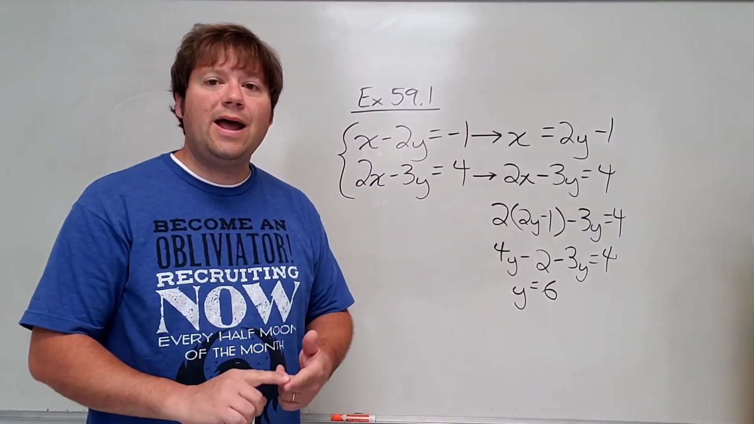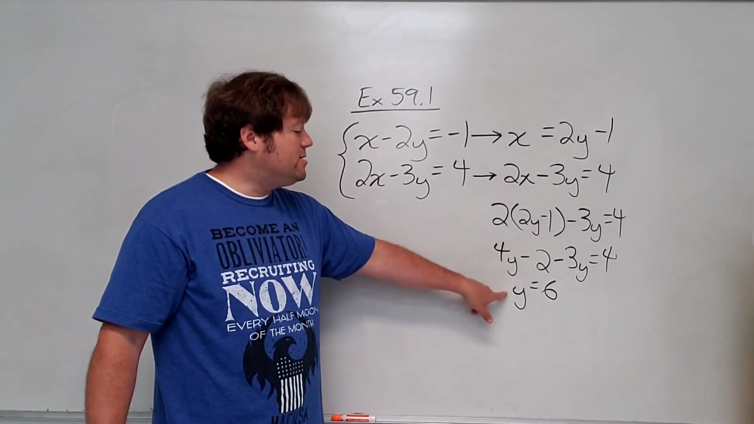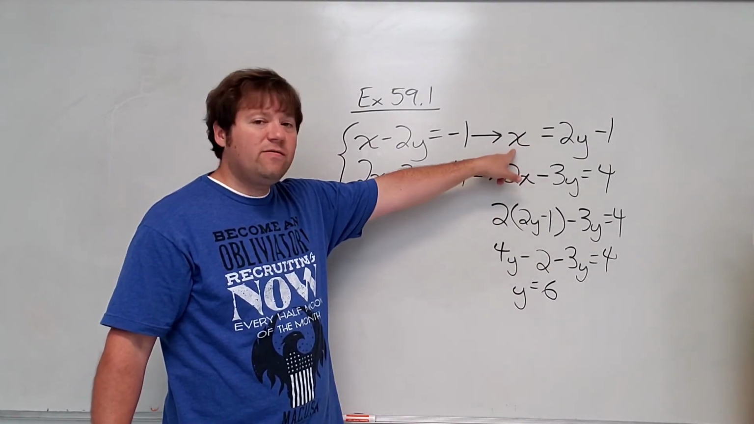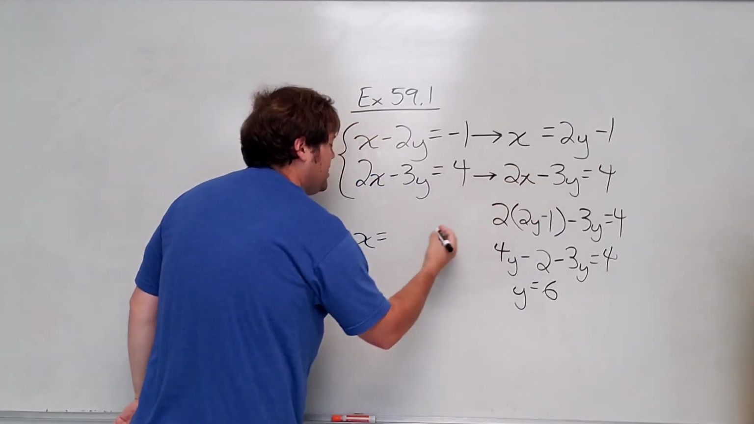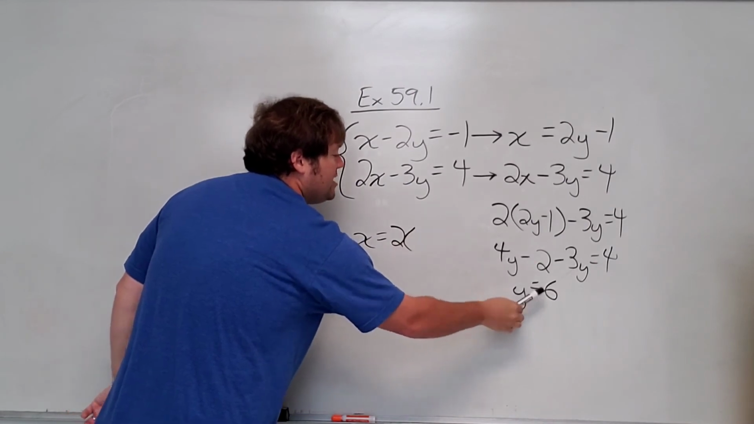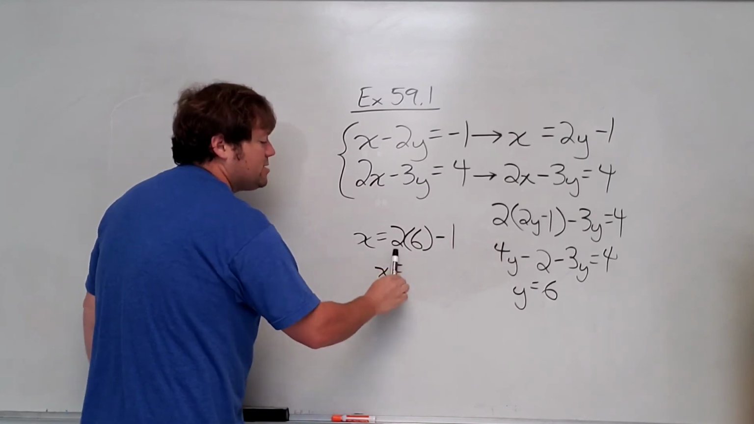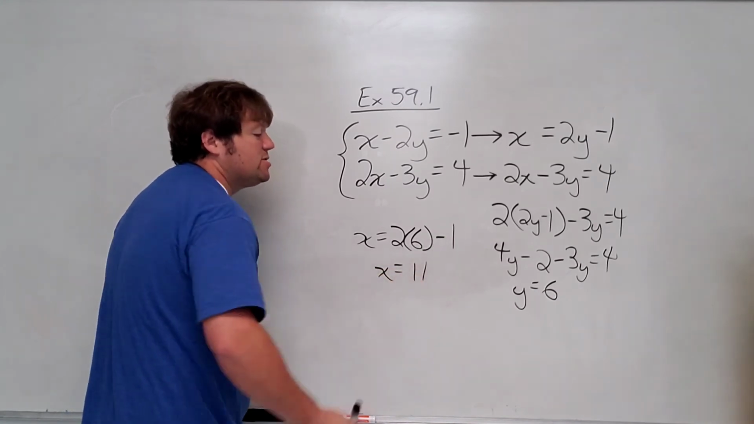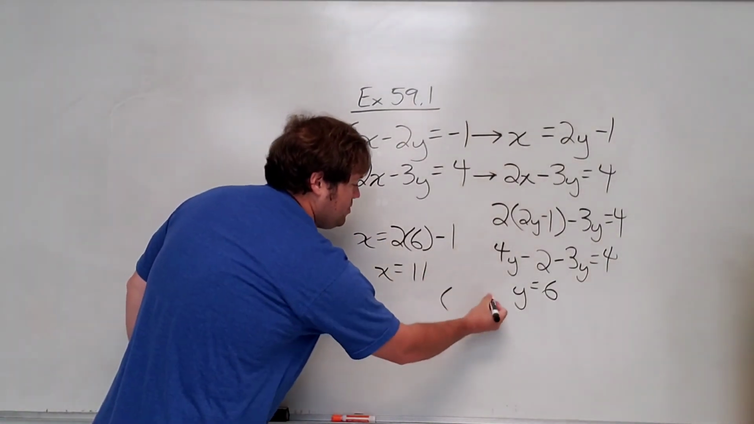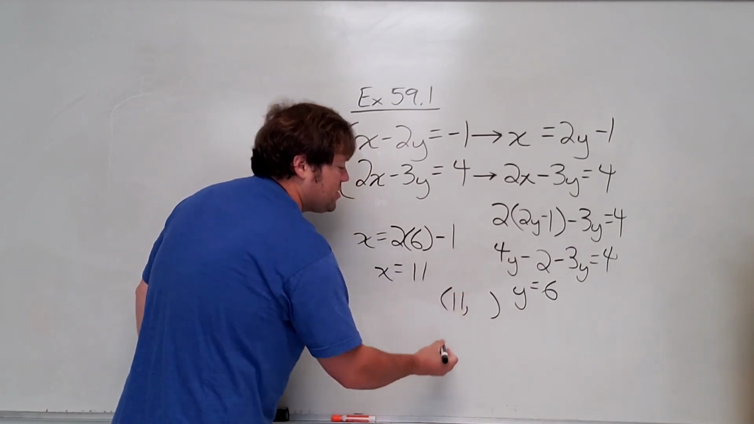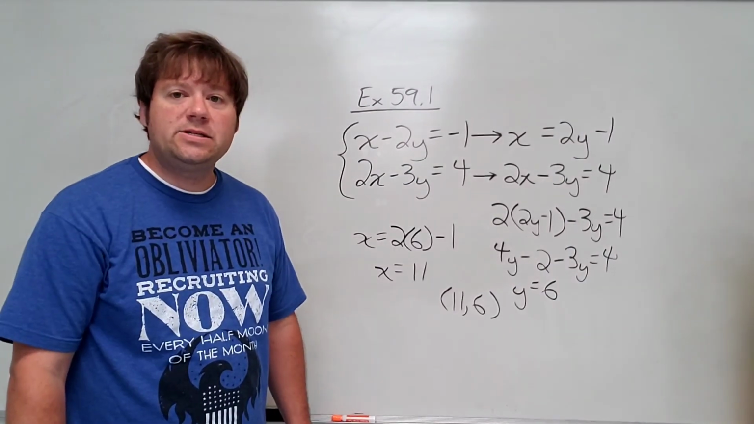Now remember, we need to figure out x and y. But once I know one, it's easy to find the other, because all I got to do is I just go back to this equation. If I want to find x, then x is going to equal 2 times y minus 1. And we just found out that y is 6. So 2 times 6 minus 1, which means x is 12 minus 1, which is 11. So x is 11 and y is 6. And for our answer, we write it as a set of coordinates. X always goes first, and y always goes second. So we get 11, 6.